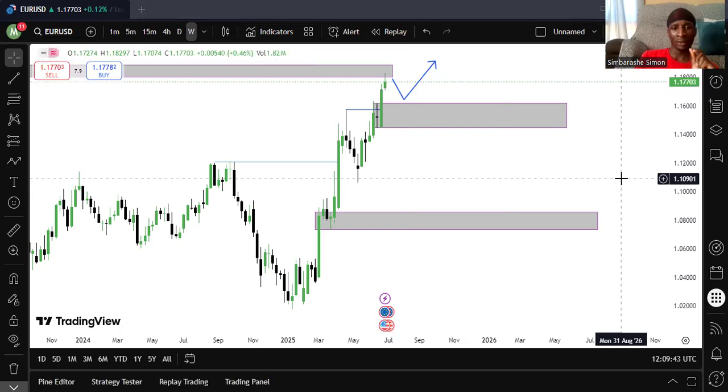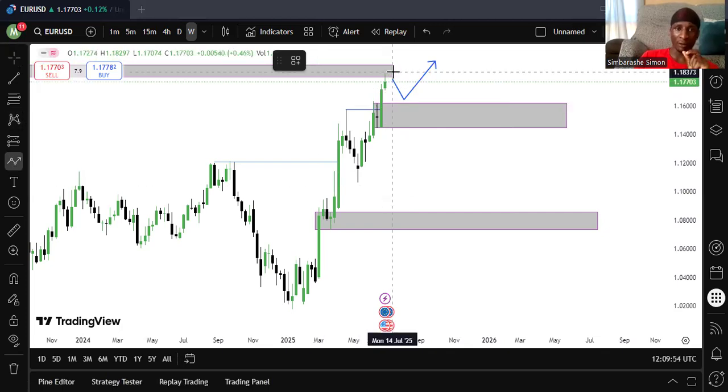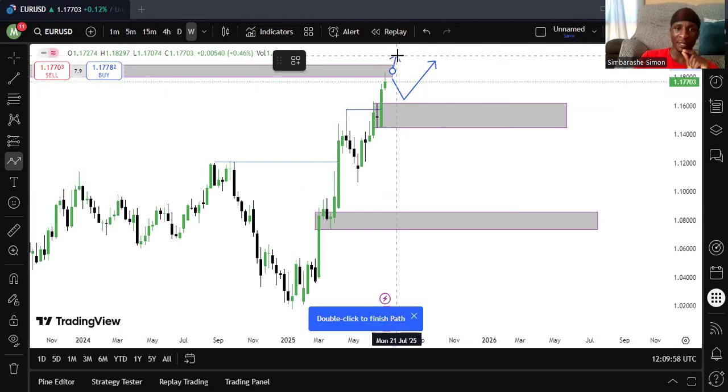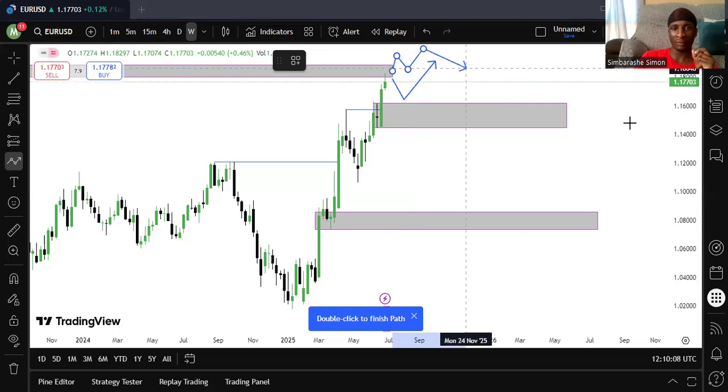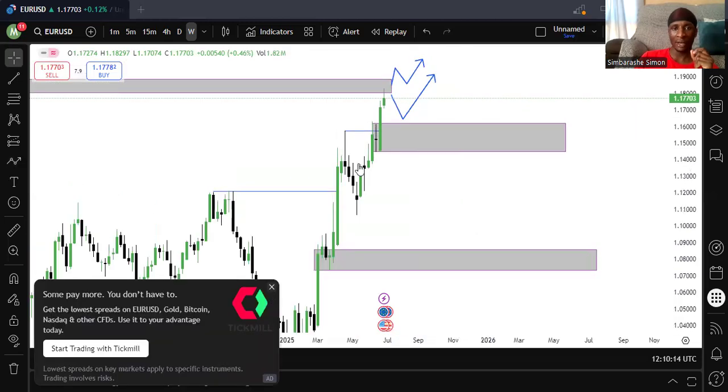On Monday, I'll be looking for sells up to that demand zone, then I'll continue buying. Another thing, if the market decided to break, of course it can break. If it breaks this high, then we expect a retest to a good demand zone, then we continue bullish again. So at the moment it's like this. That's what I'm looking at.